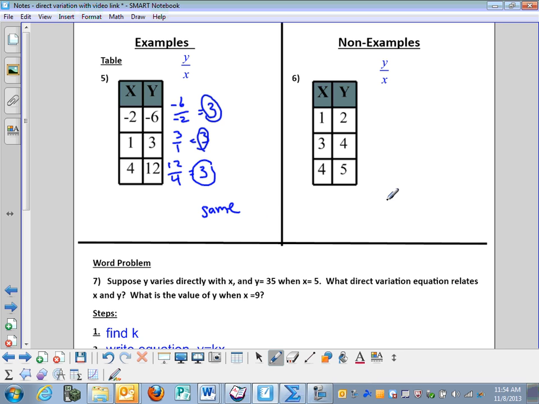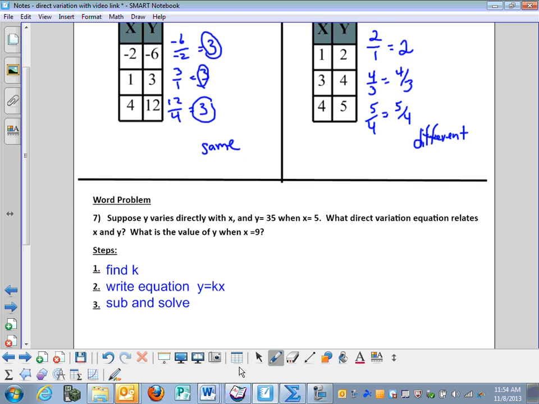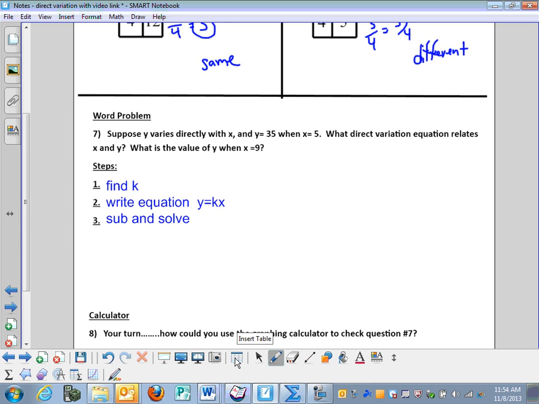In this example here, if we take y divided by x, y divided by x, y divided by x, we see that these are all different. This is not constant. It is not the same. So it does not represent a direct variation. You also need to be able to solve word problems involving direct variations.